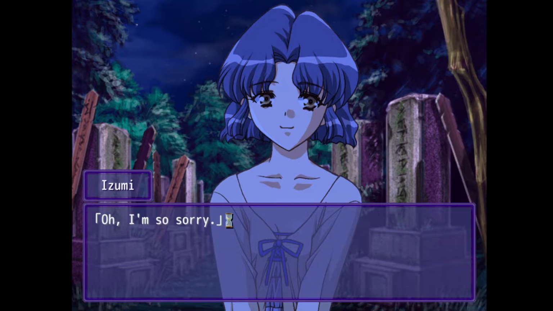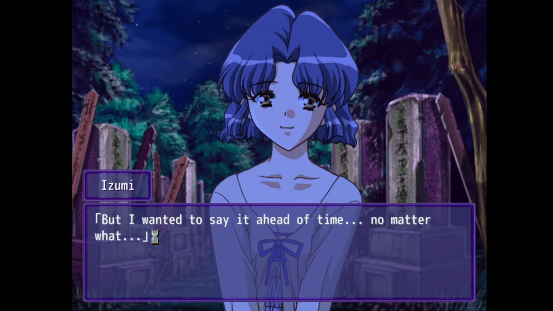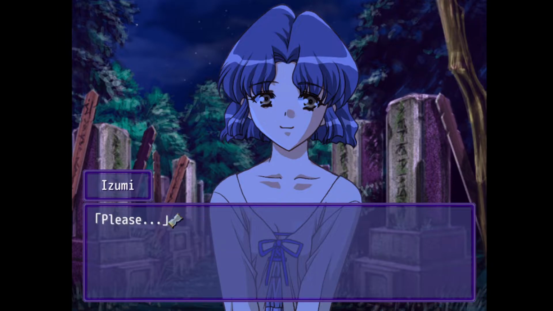Oh, I'm so sorry. That word tends to lose all meaning often. I'm just rambling incoherently again, aren't I? But I wanted to say it ahead of time, no matter what. No matter what, before I began talking. Makoto-kun, please, she mutters this like a sigh.